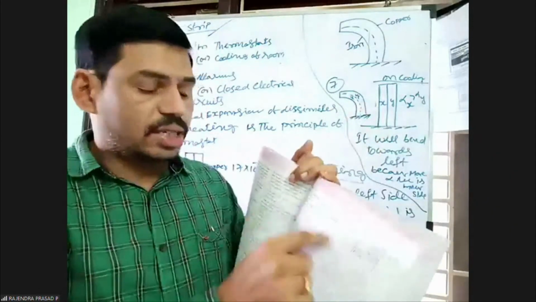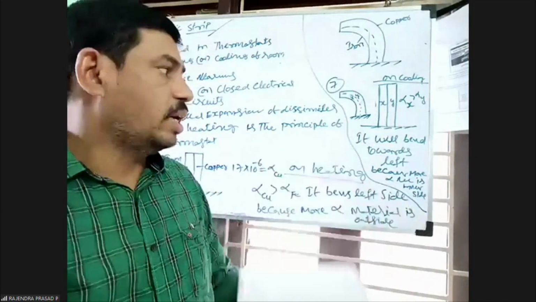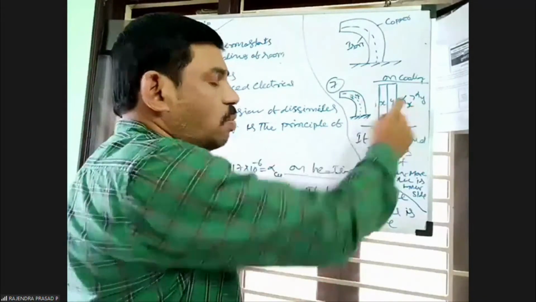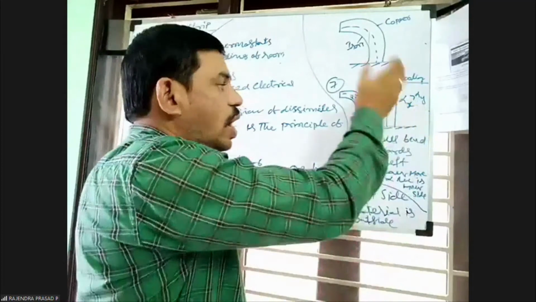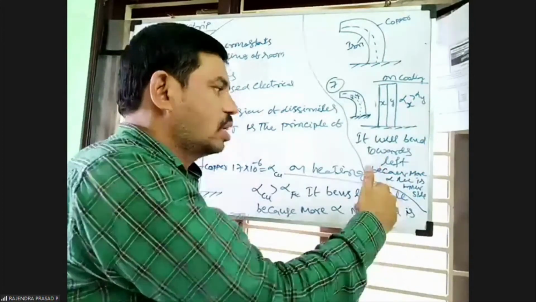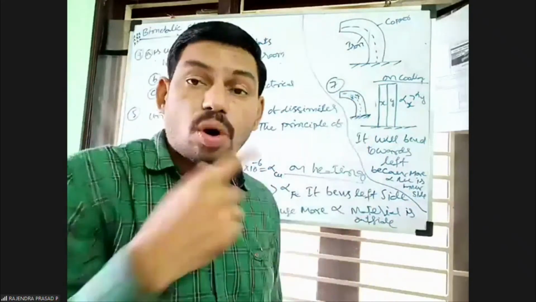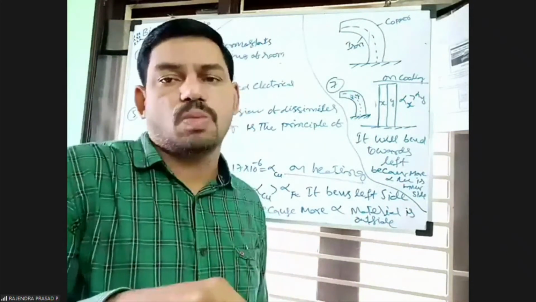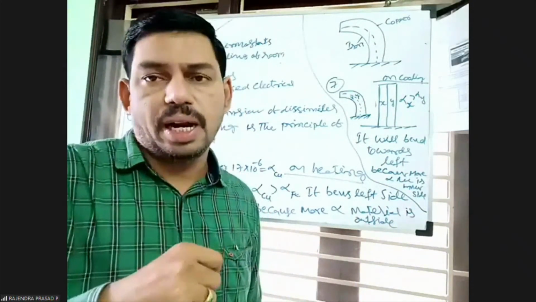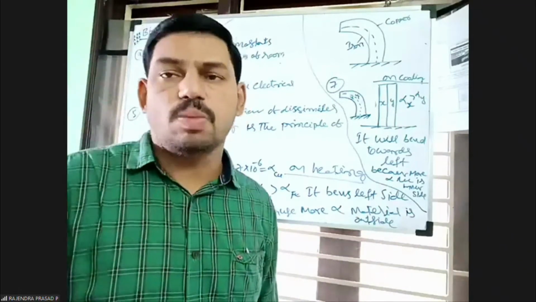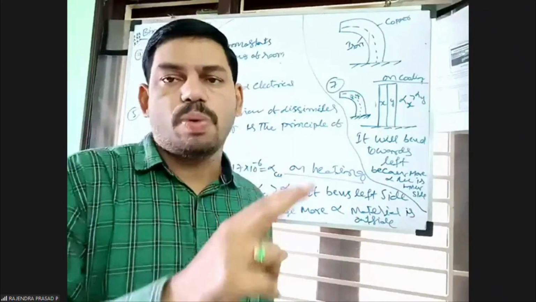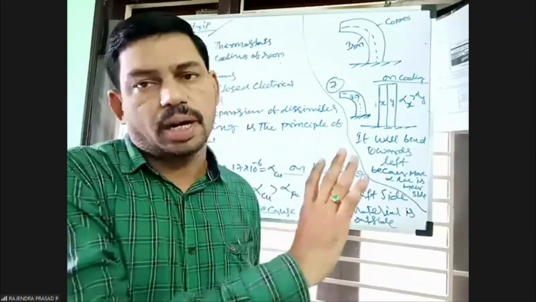So X and Y. X has more expansion than Y. So on cooling, it will bend towards the left because of the inner part. The inner part has more expansion. On cooling, the inner part is the more expanding material, and on heating, the outer side is the more expanding material. Keep these two points in mind for the bimetallic strip.